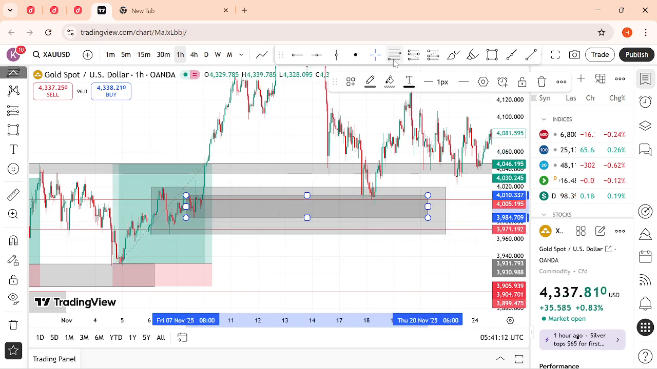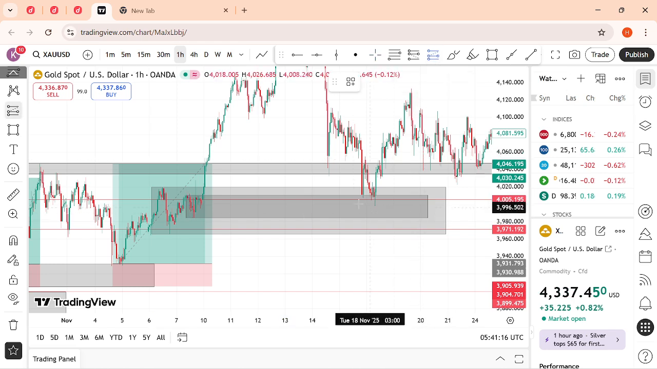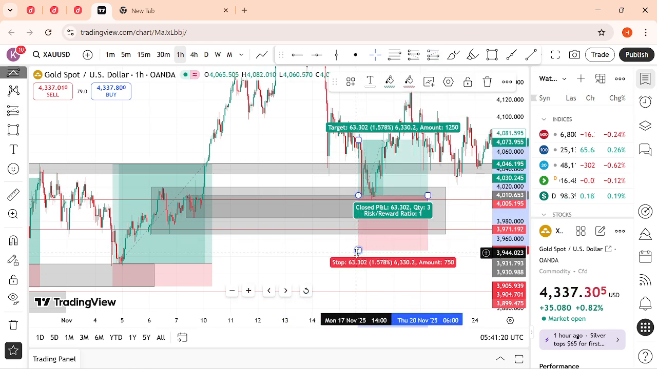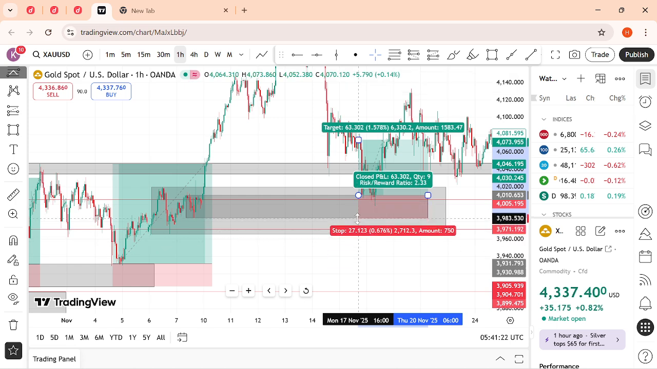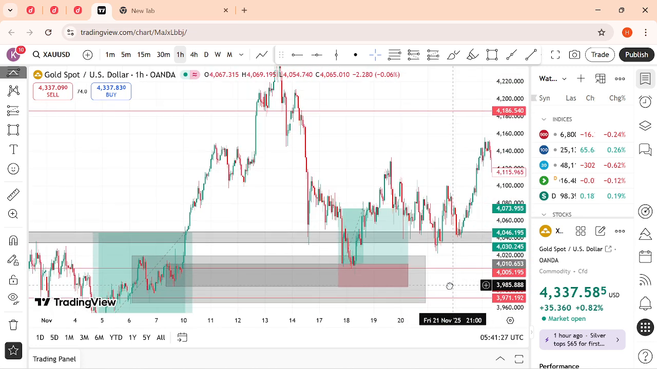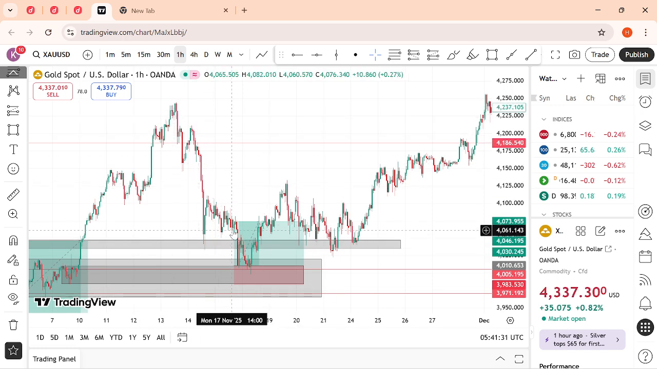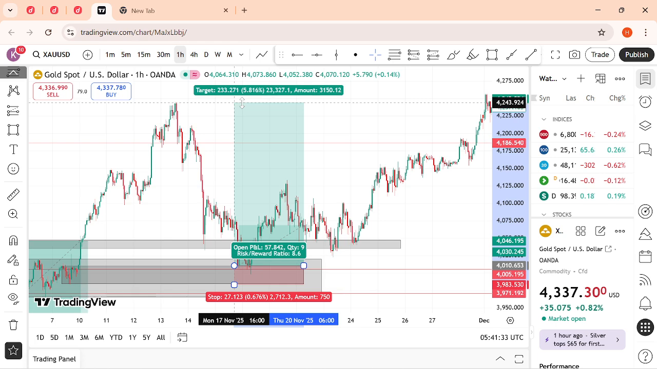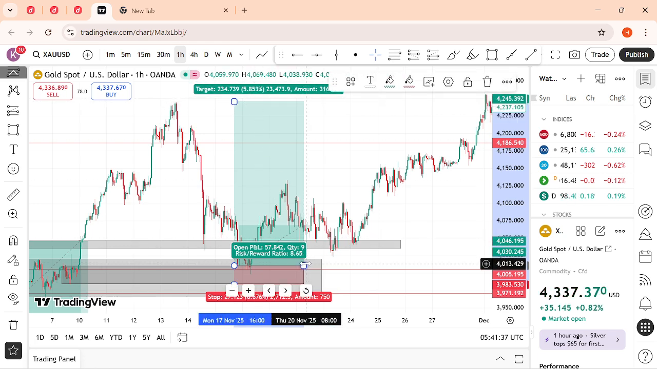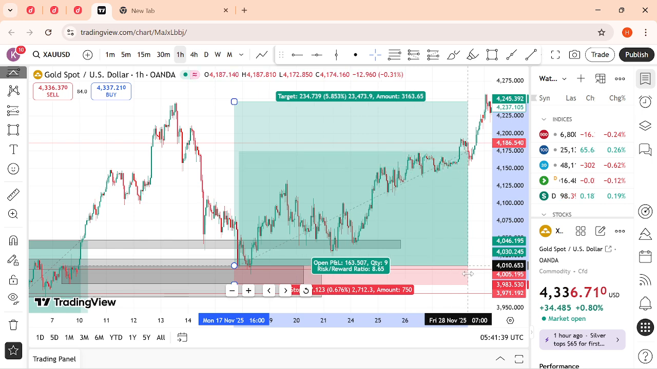So what will I be doing? My entries will be here, the moment price gets into that zone, and my stop loss will be here. And then we would simply be targeting the high which created that drop. As I've always said, we'll be targeting this high. So basically, this was a nice trade.